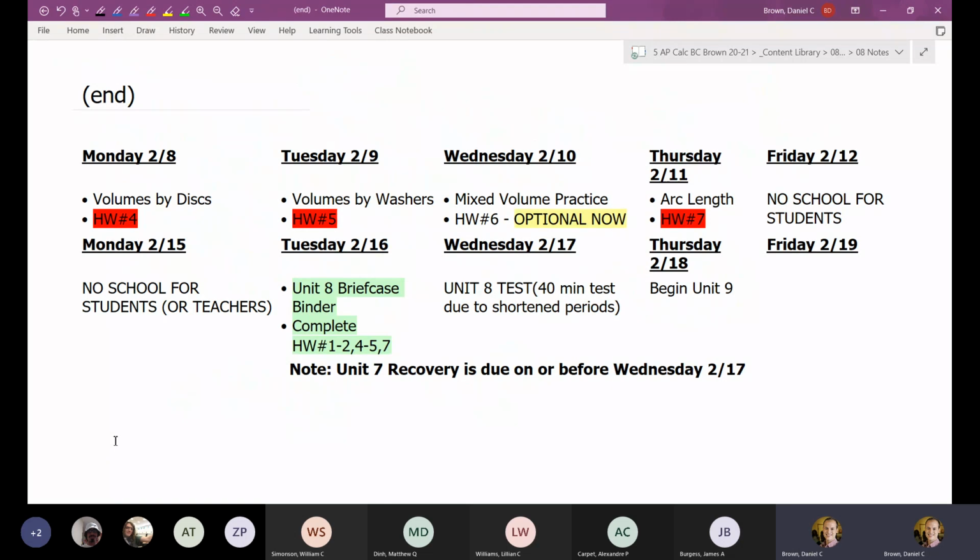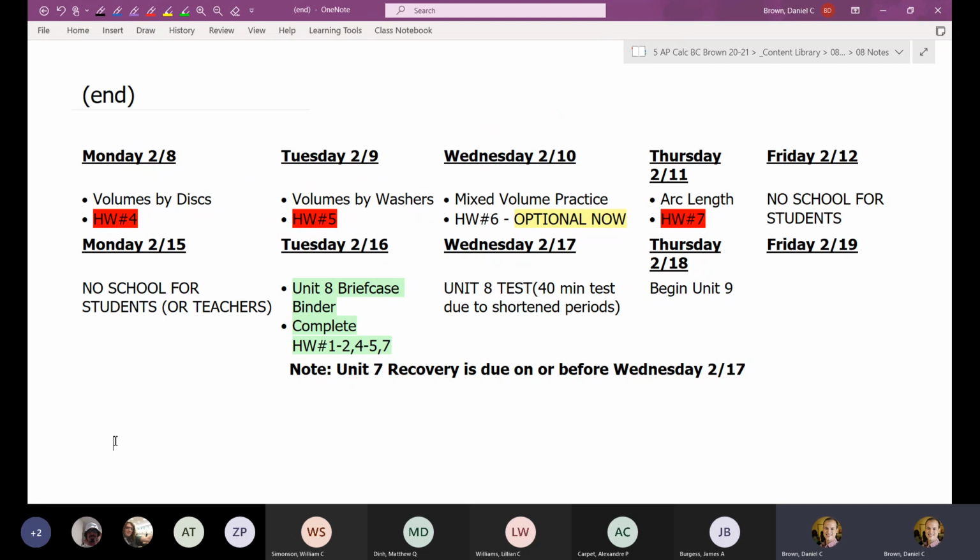Wednesday is going to be a work day. Do notice I put this in Teams as well. I am changing homework number 6 to be optional because it is redundant if you do homework 4 and 5 well. But again, I know many people want to do it for the extra practice and probably should do it for the extra practice. And then Thursday, we're going to be learning arc length, which will be a BC only topic, but it's actually how we find the length of a graph.